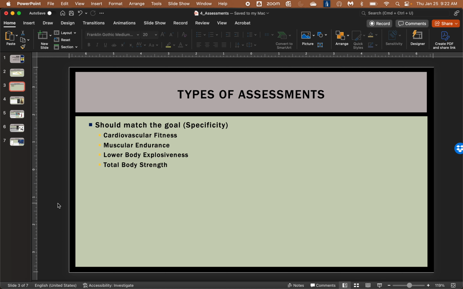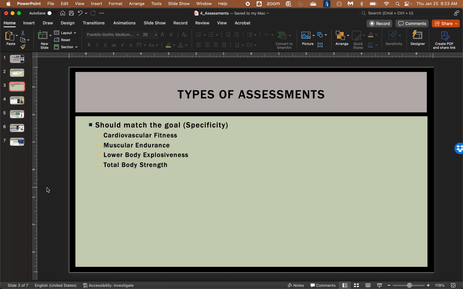The type of assessment needs to match the overall goal for the person that's being trained, and that goes back to our basic training principles, specificity, right? If we are trying to train someone to be a long distance runner, then the tests that we choose need to match that goal. So obviously, like a mile run or a 2 mile run, or any other type of long endurance cardiovascular fitness focused assessment will work well for that type of athlete, right? You want to make sure you pick assessments that match your goal.